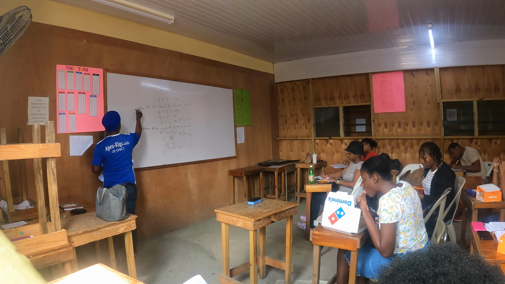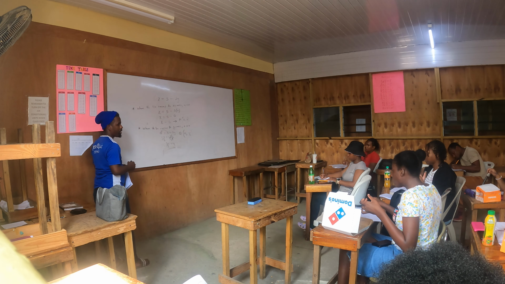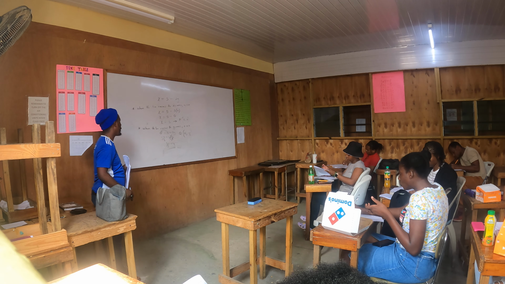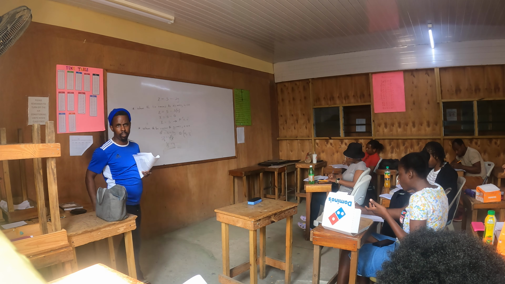So please make a note of these two, because you're going to see them a lot when it comes to functions and relations. Where the line crosses the x-axis, y is 0. Where the line crosses the y-axis, x is 0.